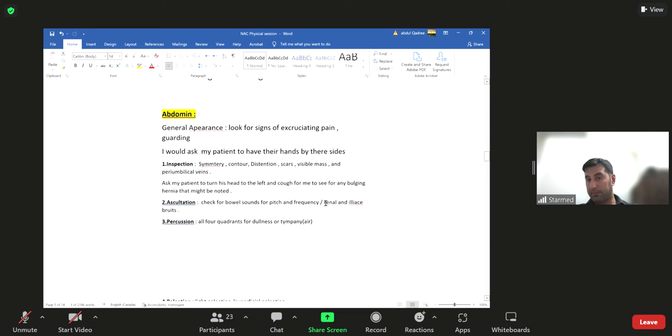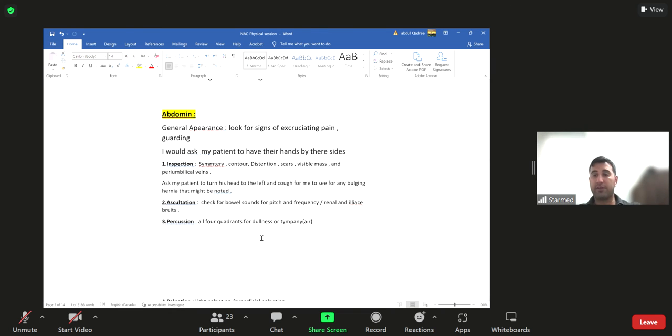Then I'll ask my patient to turn his head to the left, and then ask him to cough to see if there are any bulging hernias, okay? Then you auscultate for bowel sounds, renal bruits, and iliac bruits. You perform percussion on all 4 quadrants for tympany and dullness. So that's it.